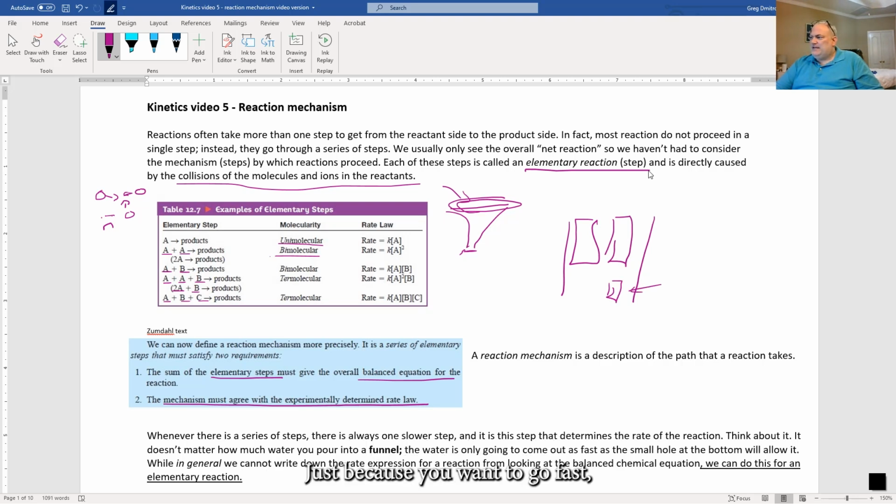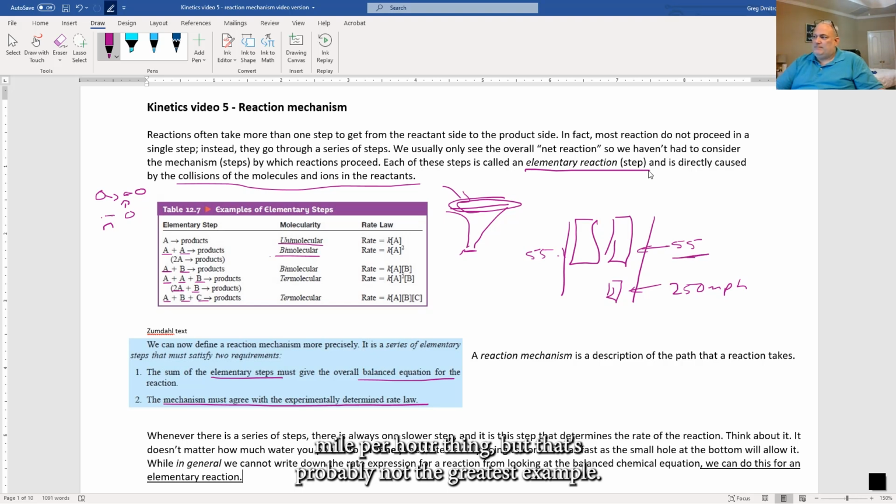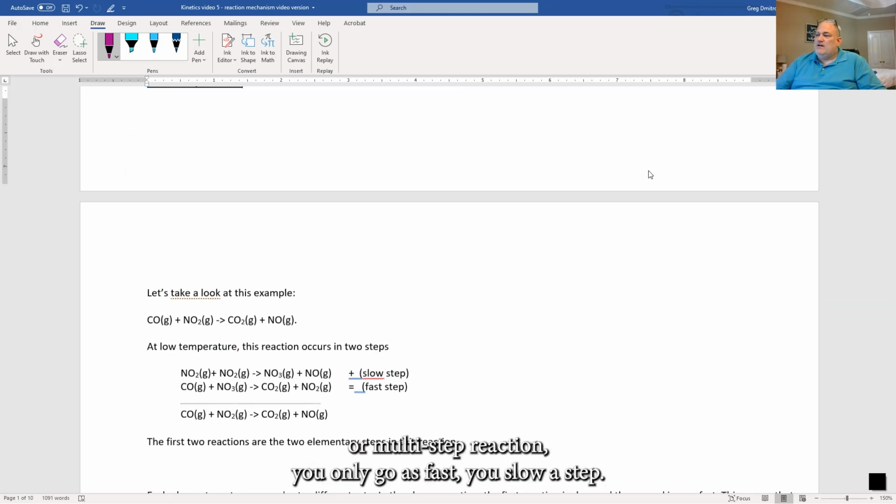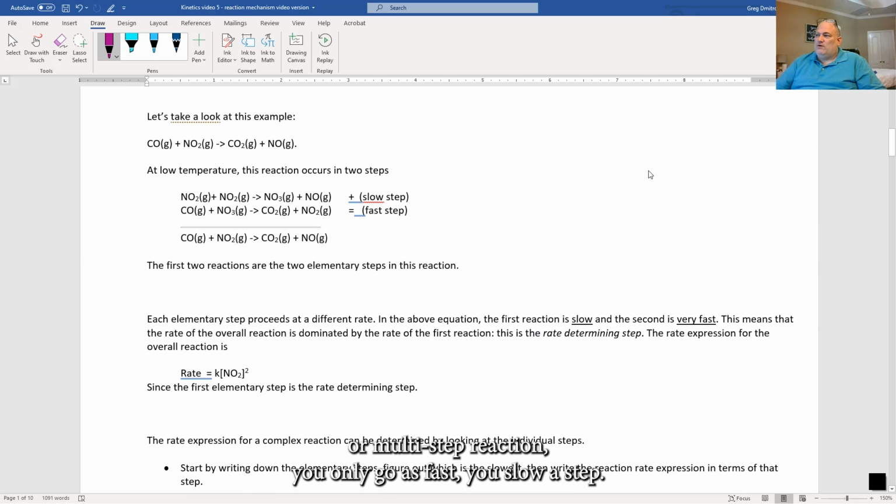Guess what? Just because you want to go fast, you are only going to go as fast as the slowest vehicle. So if one is going 55 and the other is going 55.1, and you could go, I don't know, 250 miles per hour, you are still going to go at the 55 mile per hour speed. That's probably not the greatest example, but hopefully you understand that whenever we have a multi-step reaction, you only go as fast as your slowest step.